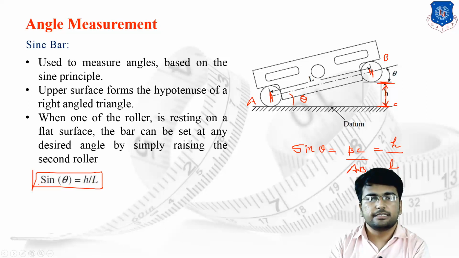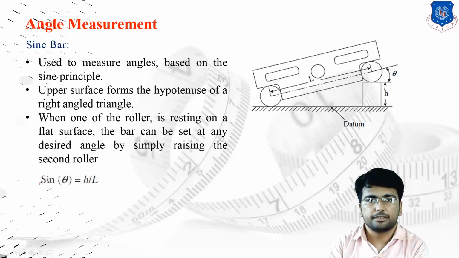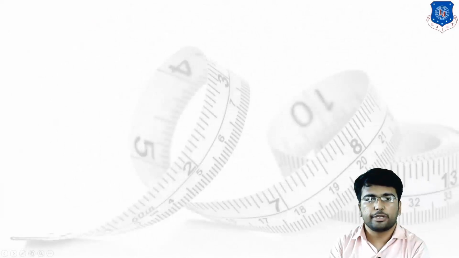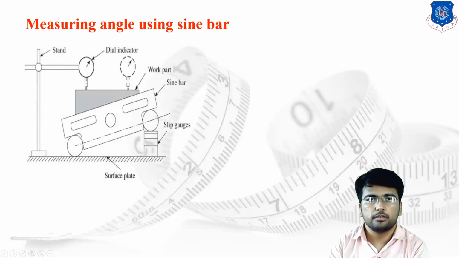So guys, this is the basic concept of the sine bar and how it is useful for angle measurement. By doing a simple linear measurement, you can calculate the change of the angle, or calculate the angle of the given workpiece. Now one question has arisen in your mind: how will the sine bar work, or how are we going to perform the practical with the sine bar? So let us understand it concept by concept.